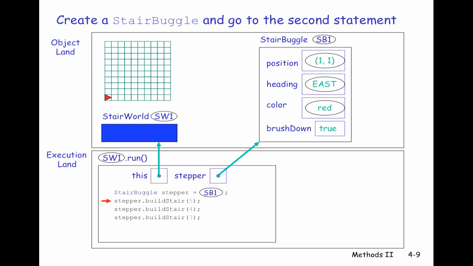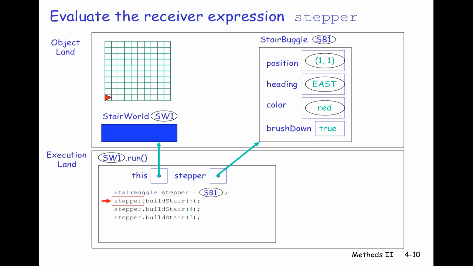We now wish to go off and execute the instance method invocation stepper.buildStair of 5. So to execute that, we first have to figure out what the receiver is. The receiver is the expression to the left of the dot. And what we find to the left of the dot is the name of a variable. And the rule in the Java execution model for evaluating a variable is simply to look it up in the variable section of our execution frame.